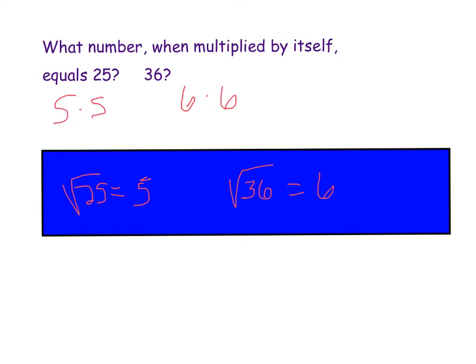However, we also know that negative 5 times negative 5 equals 25. So the square root of 25 might also be negative 5. And negative 6 times negative 6 also equals a positive 36. So the square root of 36 might also be a negative 6.